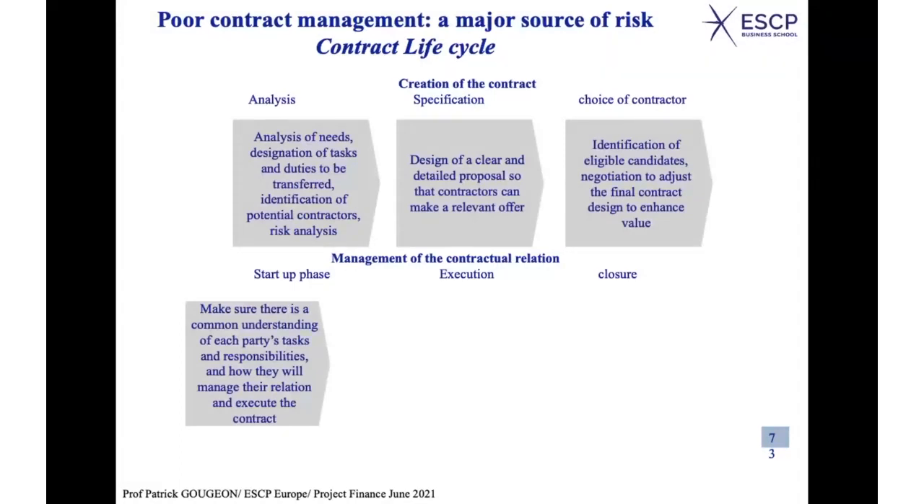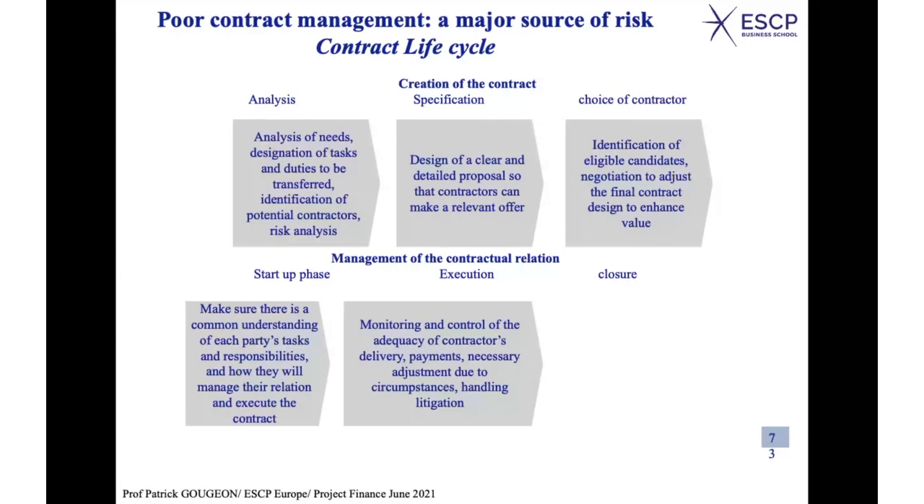Once this is done, then you can move, and that's more normal, to the execution of the contract with monitoring and control of the adequacy of contractors' delivery. Are the providers doing what we expect from them? Okay, you have to proceed to the payments. Is that made properly? And the necessary adjustments due to circumstances which might or might not have been anticipated before. And sometimes, if you have no flexibility, because the contract is, as we said, often incomplete, you may have to deal with situations which you had not anticipated.